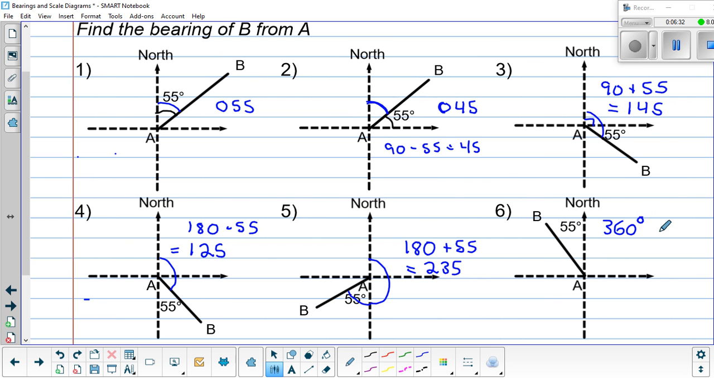And then lastly, we know that we can do 360. Because this is a full circle there, we can take away this little angle and be given that last little bit that we want. So the actual part that we want is there, and that's 360 minus 55, which is 305.